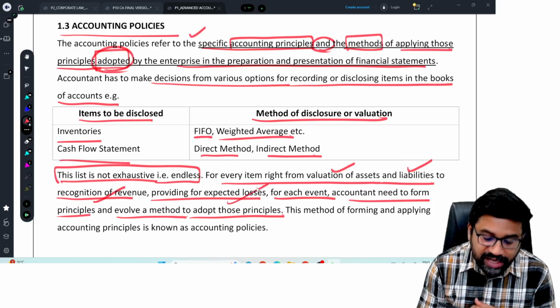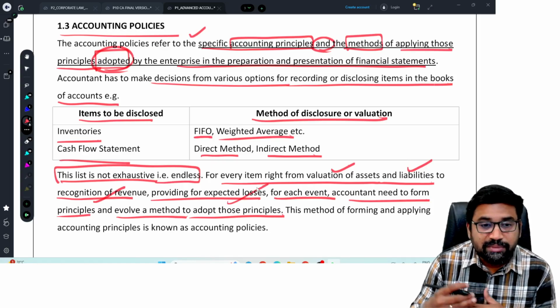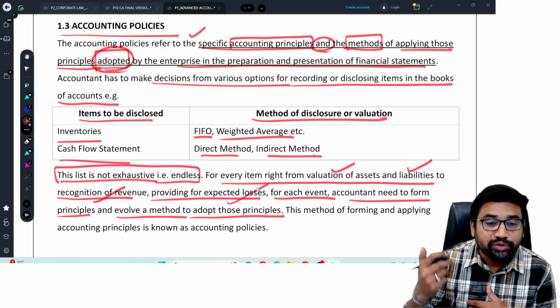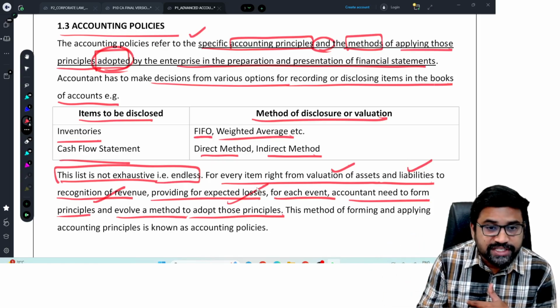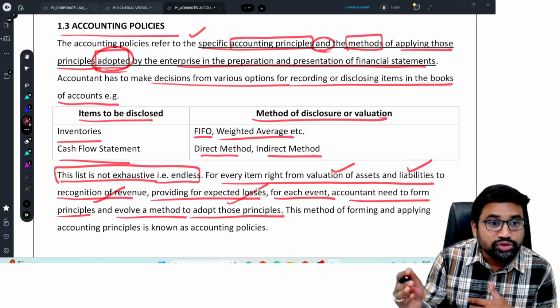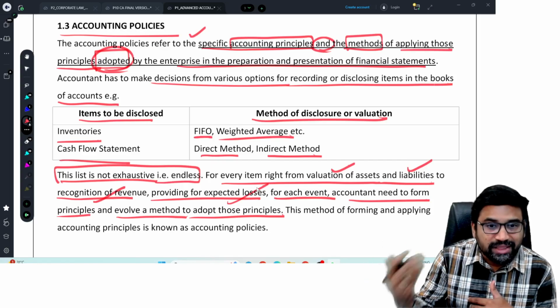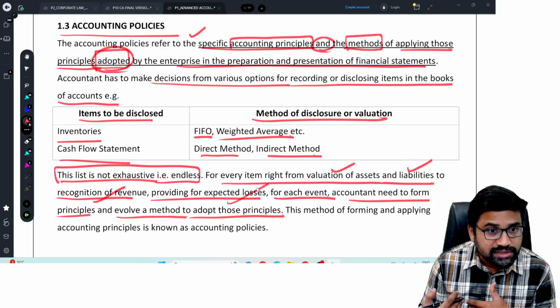For example, providing for expected losses. I'm expecting a loss. For that, I need to create a provision. For that, I should have an accounting principle and method. How to estimate the provision? There should be a method, right? Those are my accounting policies.